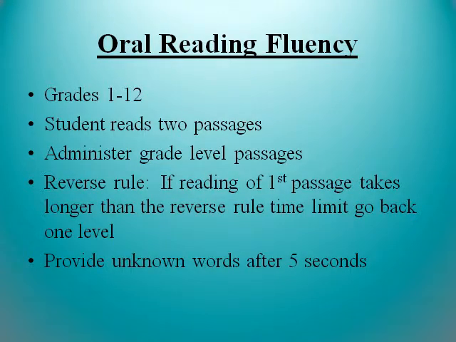Oral reading fluency is a great test. You can start 1 grade level lower again if you know the person that you're testing is a very poor reader. Otherwise, just use the reversal rules. And this test, just like the last subtest, has different start and stop points. So make sure that you're looking at the right grade level.